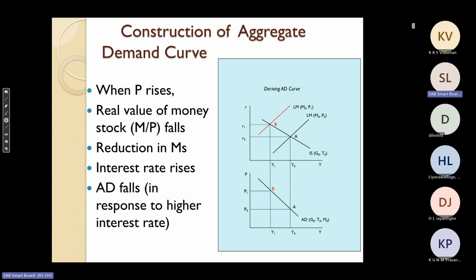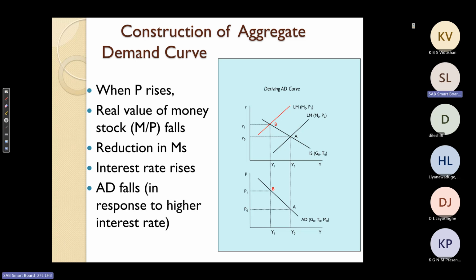Now, if there is a change in government expenditure, what happens? The aggregate demand curve shifts to the right. If there is a rise in taxes, the aggregate demand curve shifts to the left. If there is an increase in the money stock, aggregate demand shifts to the right, because a rise in the money stock means money with the public increases. Demand also increases. So all these variables are shifting factors.